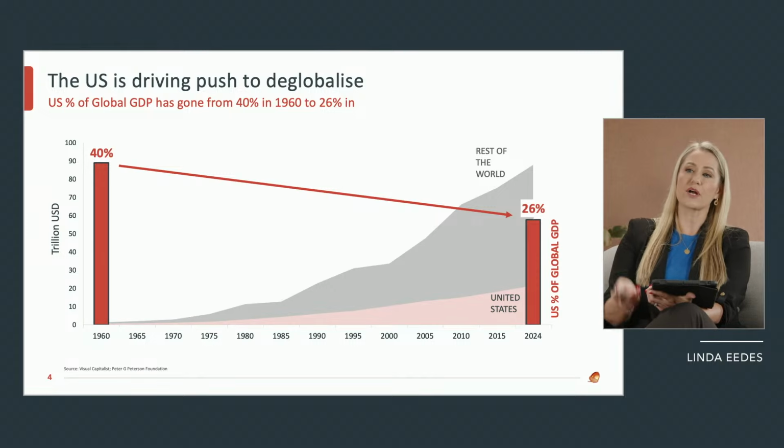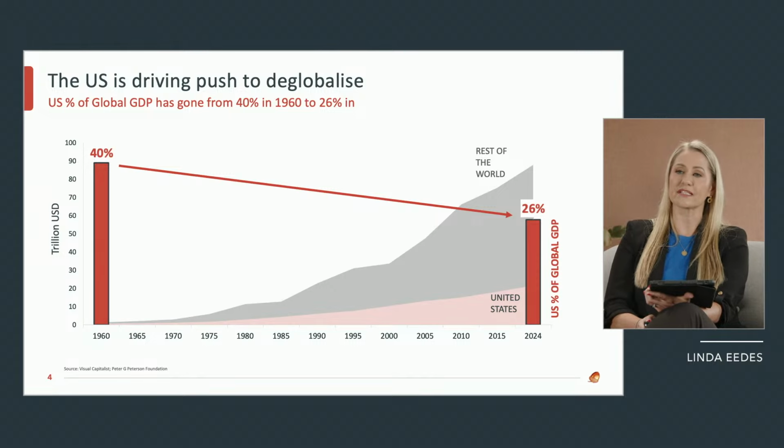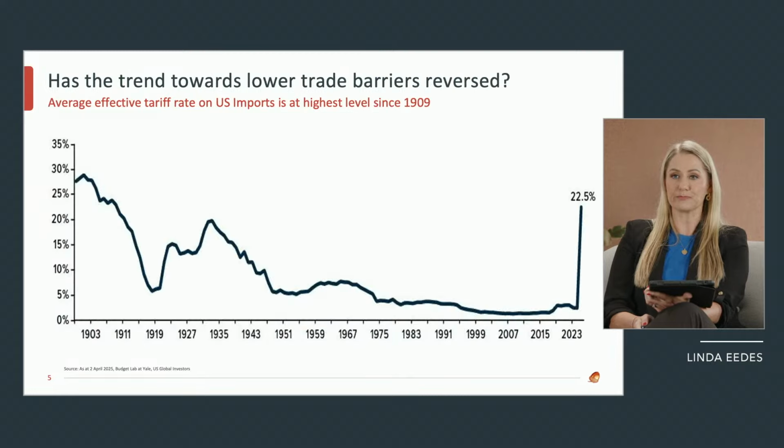So you can see in the background there that gray shaded area represents the world GDP as that has grown. And you can see the United States is the pink shaded section. But what has also happened is that the percentage of global GDP that the US represents has also fallen as those countries have obviously prospered off the back of that globalization. So you can see that the US's share of global GDP has actually fallen from 40% in 1960 to something closer to 26% last year.